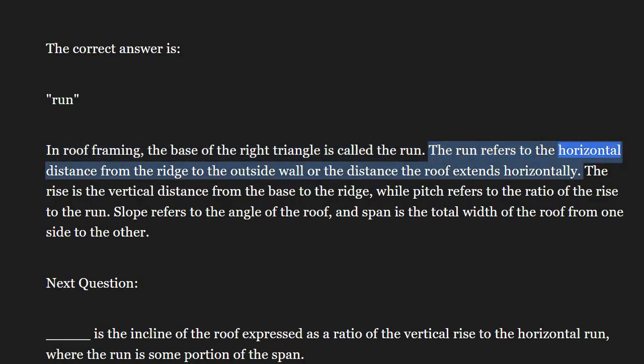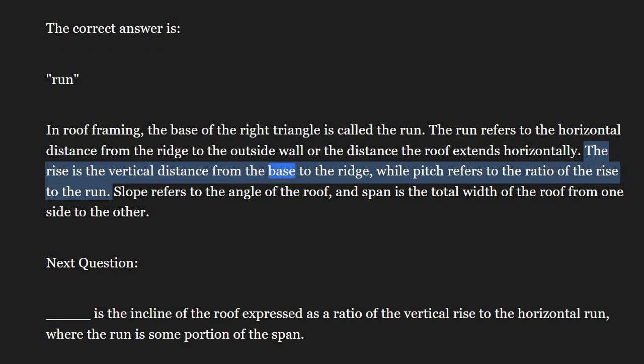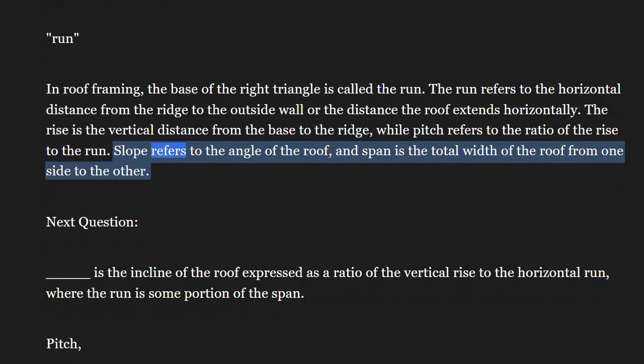The run refers to the horizontal distance from the ridge to the outside wall, or the distance the roof extends horizontally. The rise is the vertical distance from the base to the ridge, while pitch refers to the ratio of the rise to the run. Slope refers to the angle of the roof, and span is the total width of the roof from one side to the other.